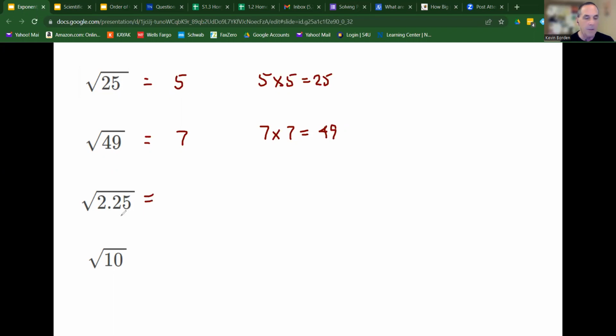Now we get into some that you will definitely want to use your calculator for. So remember, for this, you need to hit the 2nd button, then the x squared key, and then you're going to put in 2.25, click enter, and you should get 1.5 for that answer. This last one's kind of interesting. Second button, x squared button to get the square root symbol, the number 10, and your calculator is going to give you the same thing back as an answer.